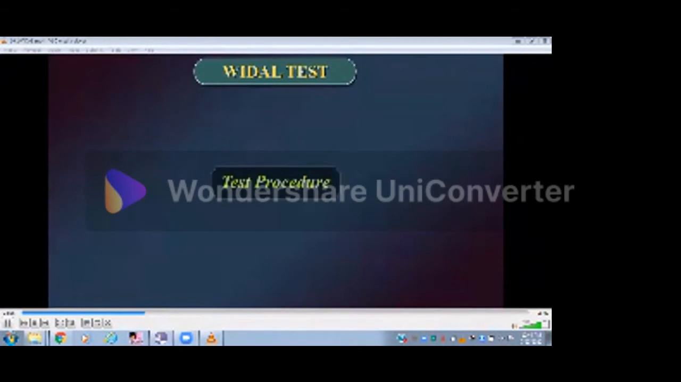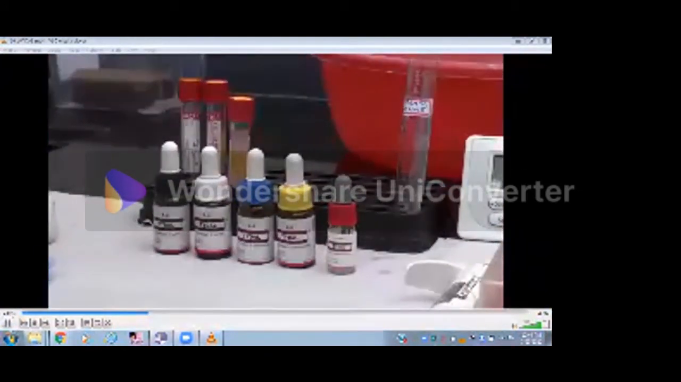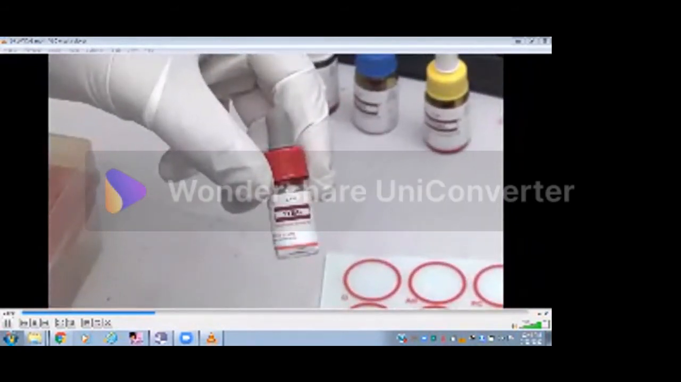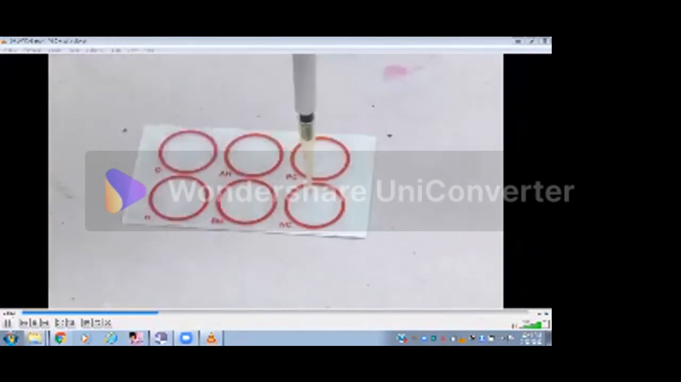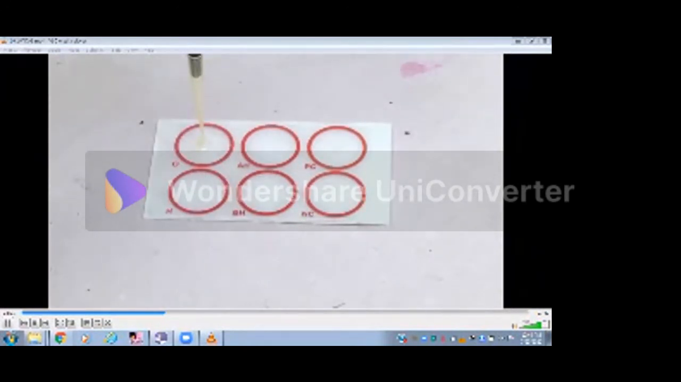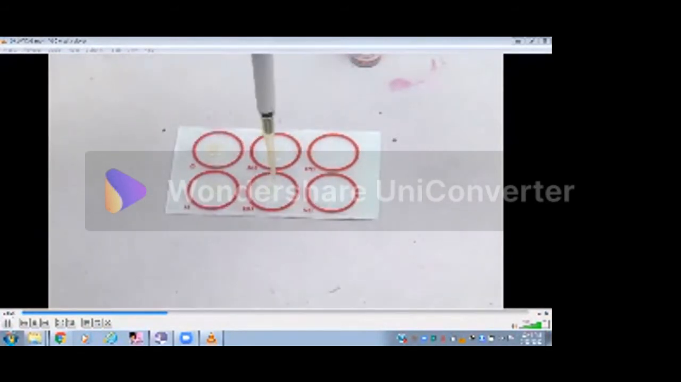Test procedure: bring reagents and samples to room temperature before testing. Shake and mix antigens well before dispensing. Slide screen method: place 1 drop of positive control onto a reaction circle of the glass slide. Place 50 microliters of physiological saline onto the next reaction circle of the glass slide. Place 1 drop of patient serum to be tested onto each of the required number of reaction circles.